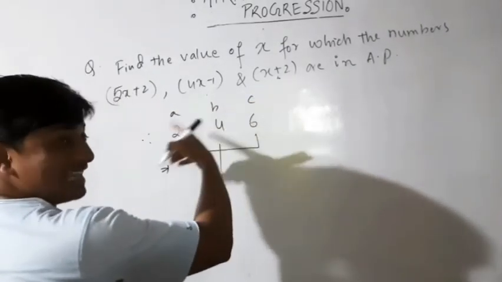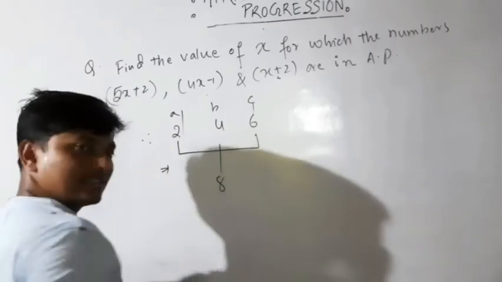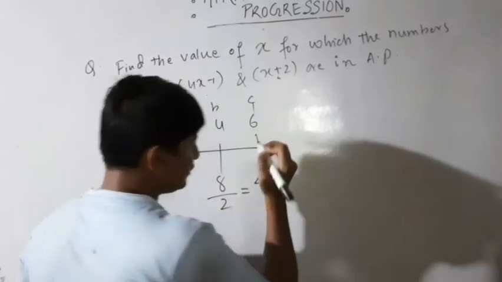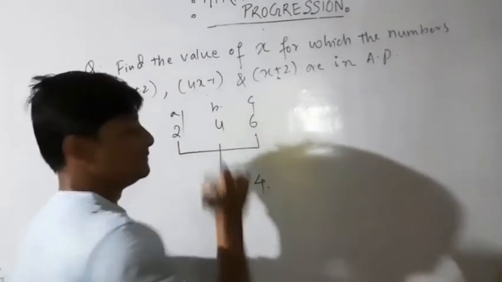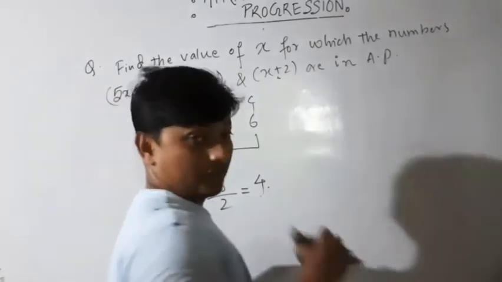If I add this A and C, if I add 2 plus 6, it will be 8, isn't it? And if I divide it by 2, how much? The answer will be 4. And 4 is your middle term. Understood the formula? Okay, let me take another example if you have doubt.